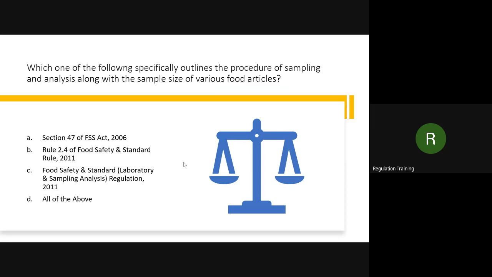Which one of the following specifically outlines the procedures of sampling and analysis along with the sample size of the various products? It means they are asking which document is guiding us about sampling. Which legal document is guiding us about food testing and sampling? So what is the right answer? Can you please answer on the WhatsApp group? A, B, C, D.